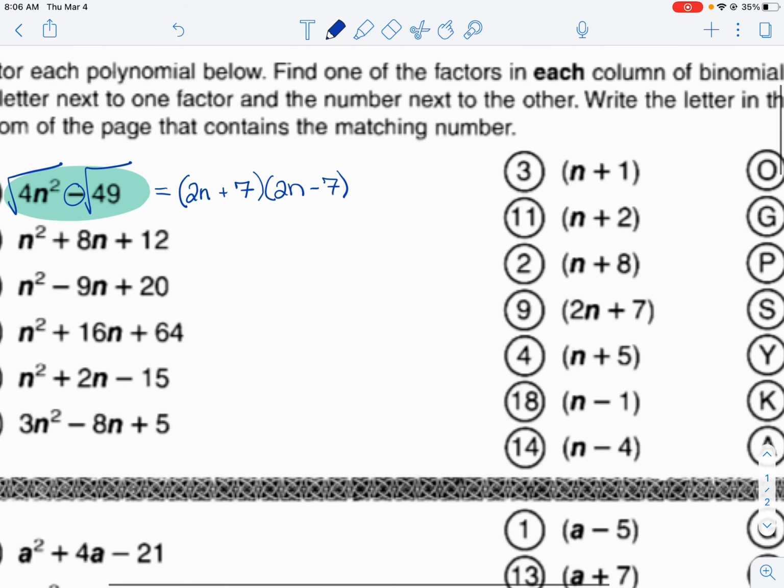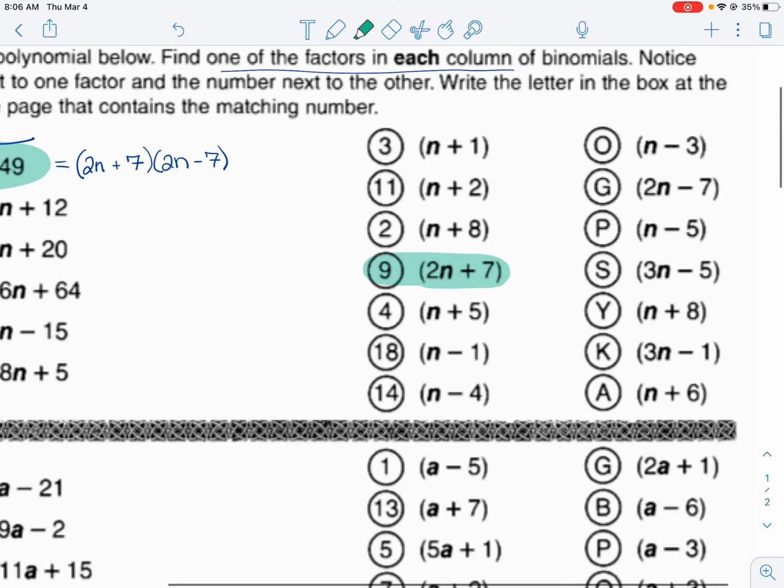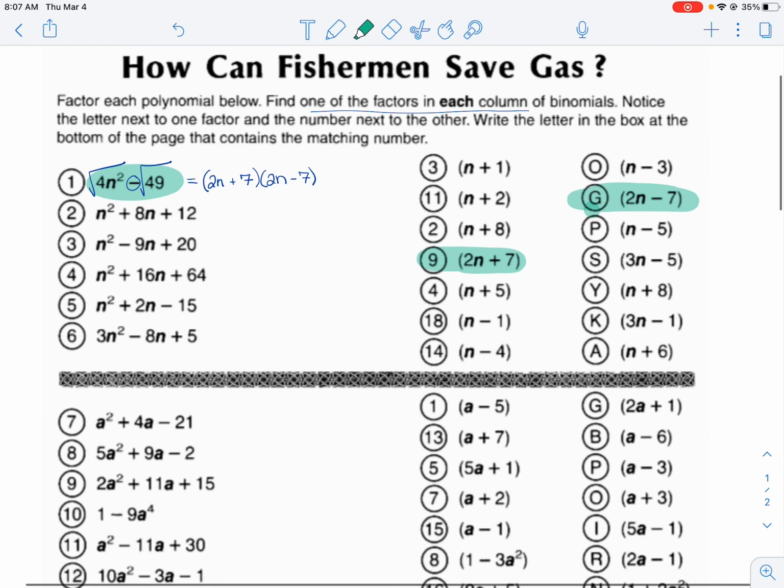So then over here, you would find it says one of the factors in each column. So here I see 2n plus 7, and here I see 2n minus 7. So that tells me number 9 is letter G. Okay.